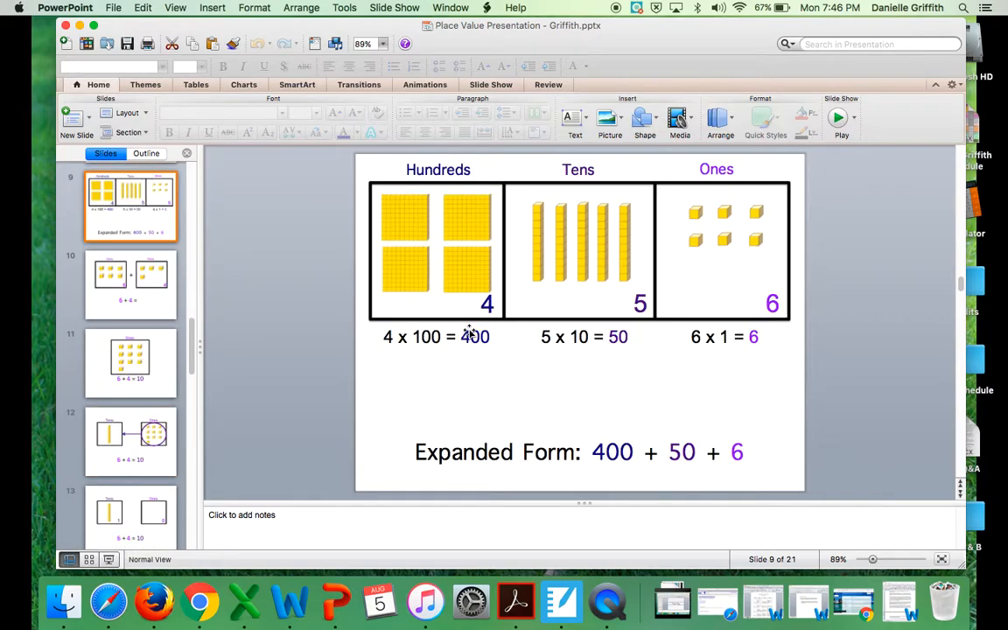Another way to look at this is by using multiplication. Over here, we have 6 units or 6 ones, so we represent that by saying 6 times 1 equals 6. We have 5 longs, so 5 longs times 10 unit cubes equals 50. So there's 50 unit cubes in this place value. And then we move over to the hundreds place, and we have 4 flats, so 4 times 100 equals 400.